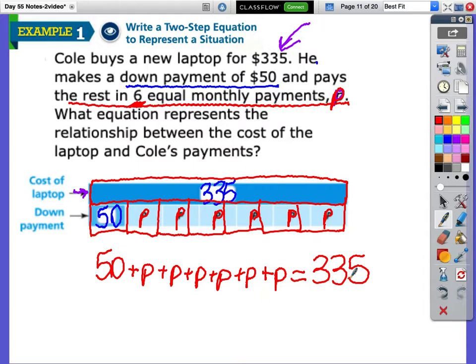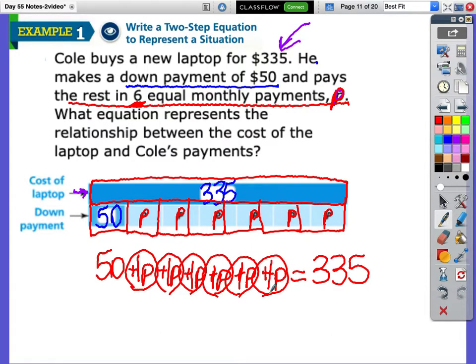All right, so what this looks like, remember, you can do this from this point. You know how to clean this up. When you see a variable and there's not a coefficient, there is an understood 1 in front of it, in front of all of these. And if I combine all of these like terms, which we just finished having a unit on, if I wanted to clean that up, that would look like this. 50 plus 6P, because remember, 1, 2, 3, 4, 5, 6. 6P, and that's going to be equal to $335.